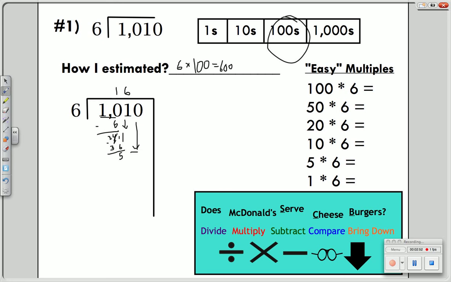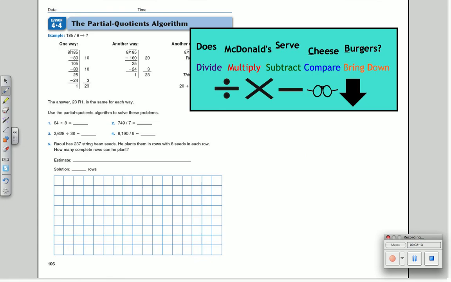Now bring down the 0, and I have 50. So 6 goes into 50 how many times? Well, I know that 6 times 8 is 48, so I'm going to put 48 underneath 50, and if I subtract that out, I know that I'm left over with 2. So my answer is 168, remainder 2.